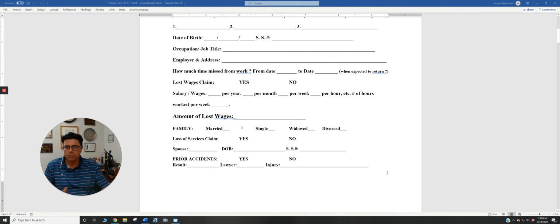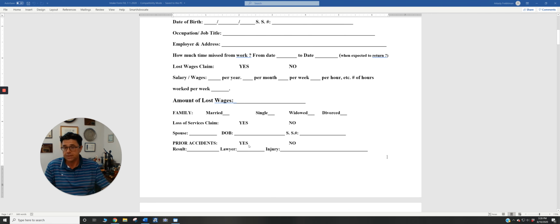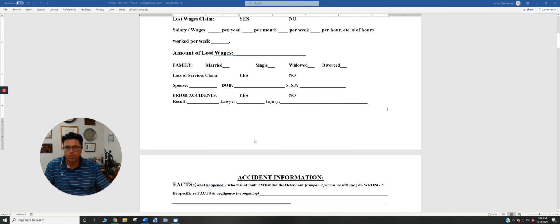And then you get into a little bit about them, their family, whether they have a loss of services claim. That would be a wife or a husband would have a loss of services claim if their spouse was injured. Any prior incidents, that's very important because the insurance companies are going to get that, and then they're going to usually argue that whatever injury you have is because of the prior incident, of course, not because of the one you're suing for. So you want to do a deep dive and get all that information ahead of time so you can plan the case and prepare it properly.